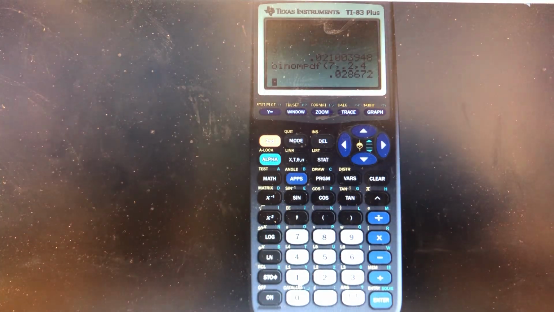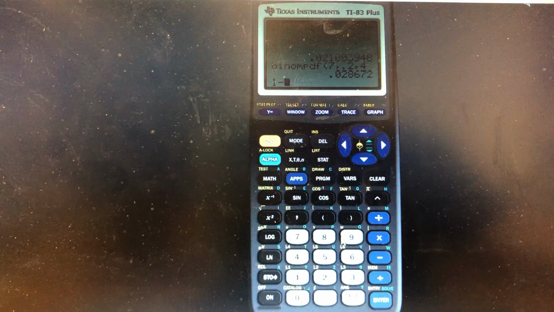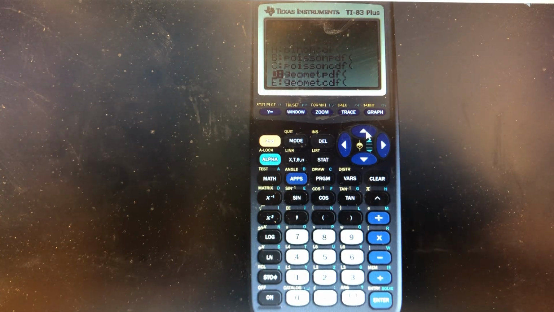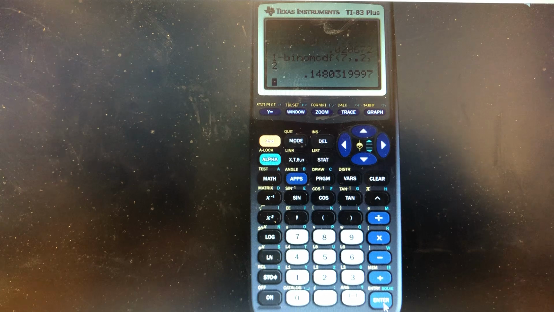So I can type 1 minus, and you can too, even if you're a paster, second vars, up arrow to binom CDF, the 5th one from the bottom. I'm a typer, so I have to put 7, .2, and 2, but pasters just put all 3 of them in, down arrow, and press paste. Then press enter again to get this answer, 0.1480.